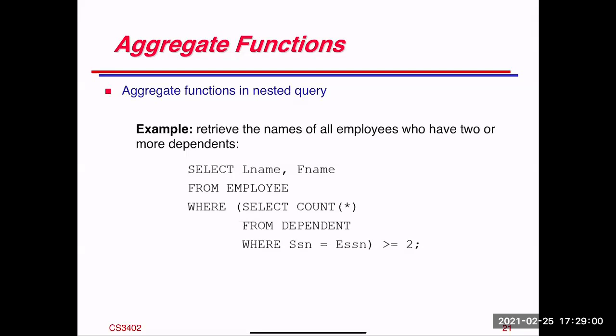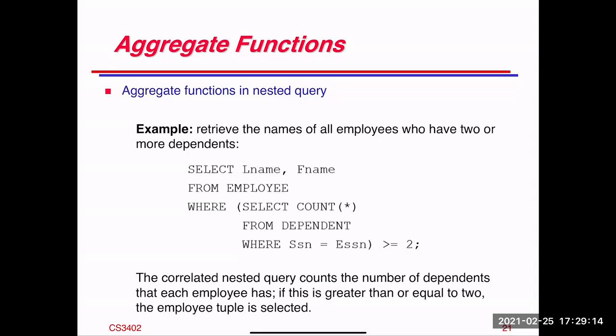Okay, so most of you got that right. So that's good. You can see that this retrieves the names of all employees who have 2 or more dependents, right? And if you look at this correlated nested query here, that counts the number of dependents, right? Because we're using this count asterisk here, which counts the number of tuples in the result set that each employee has. Okay.